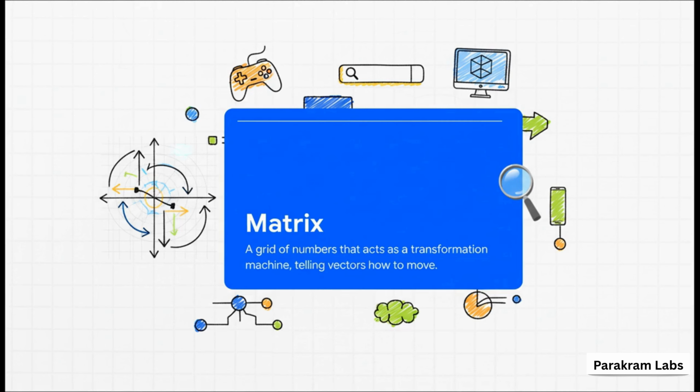Okay, so if vectors are the nouns, then matrices, well, they're the verbs. They are the action words. See, a matrix isn't just some boring grid of numbers. It's a transformation machine. When you apply a matrix to a vector, it literally moves that vector. It can stretch it, shrink it, rotate it, or even flip it. And believe it or not, this one simple idea is the key to everything from 3D graphics to data analysis.